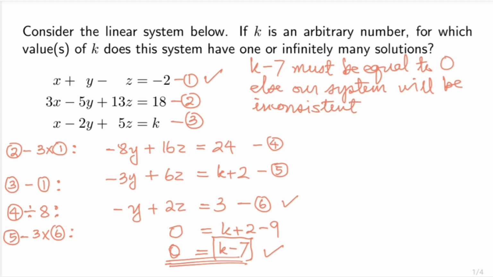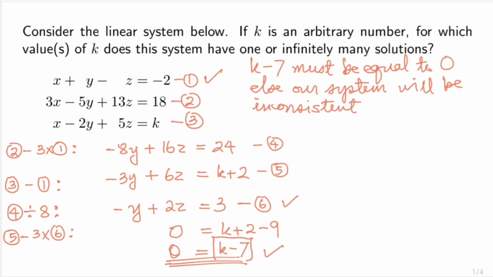So when k equals 7, then we have k minus 7 equals 0. So when k equals 7, our system is consistent. But if k is any other value apart from 7, then our system is inconsistent. So that's the first thing to note.